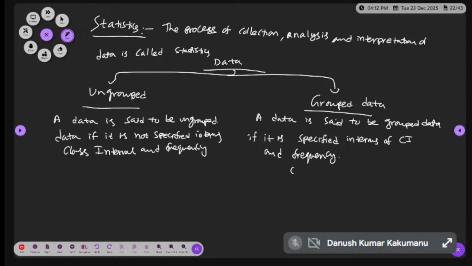So what is grouped data? Grouped data means class intervals and frequencies are given, like this: 0 to 10, 10 to 20, 20 to 30, 30 to 40, 40 to 50, and the frequencies are 3, 7, 3, 5, 7, 2, 1. When a class interval and frequency are given, it is called grouped data. Ungrouped data, grouped data. Understood? Okay. Next.